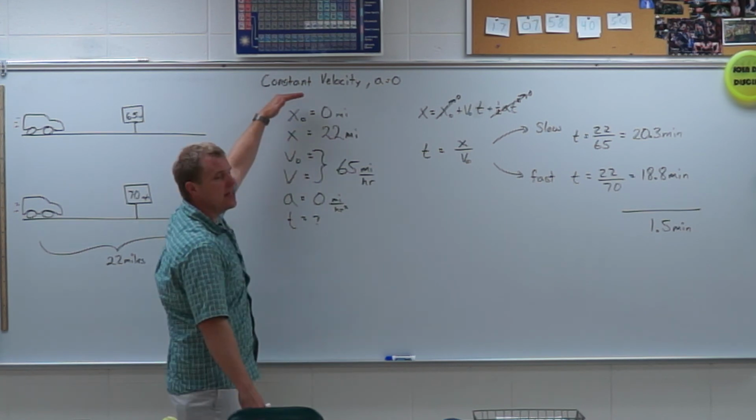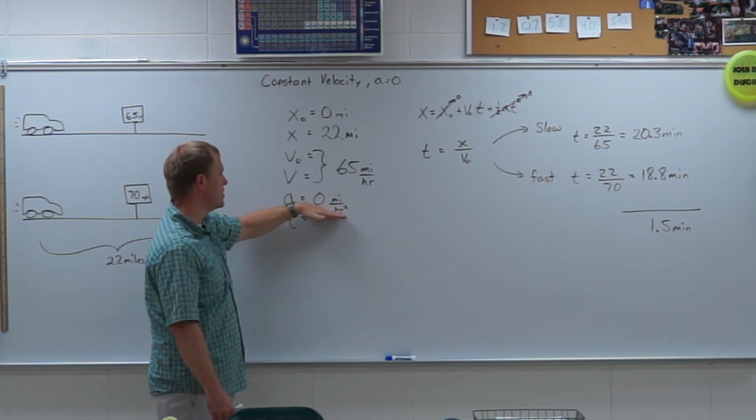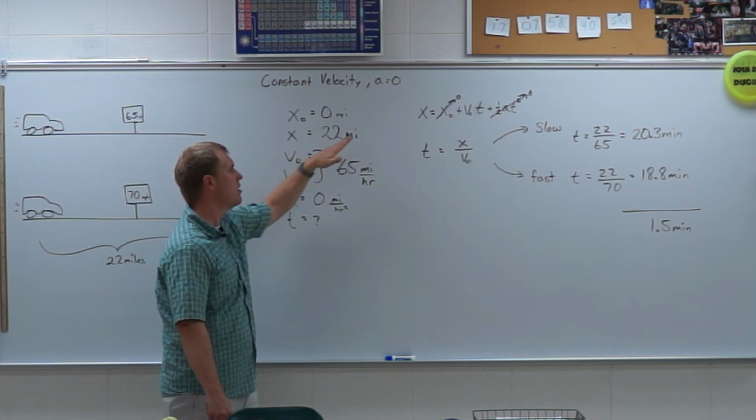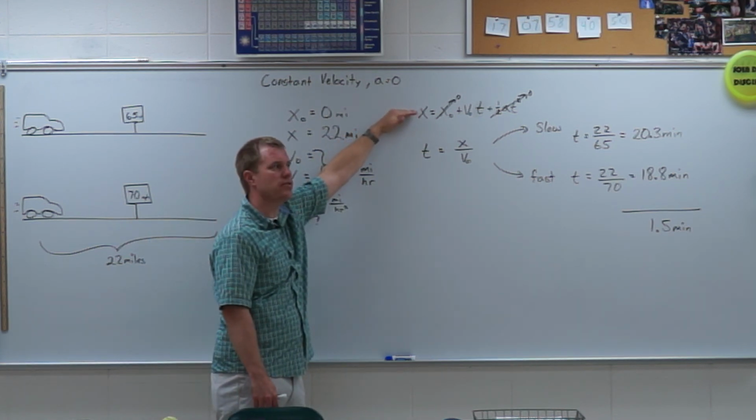That aside, the big ideas for constant velocity problems: acceleration is 0, velocities are the same. Since acceleration is 0, you're always using equation number 2.